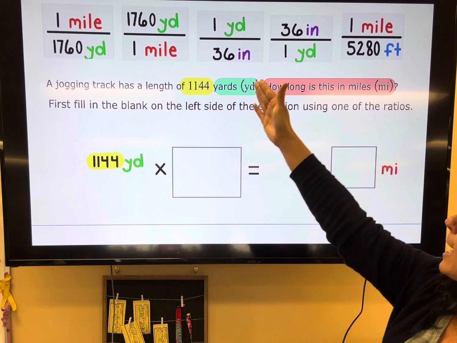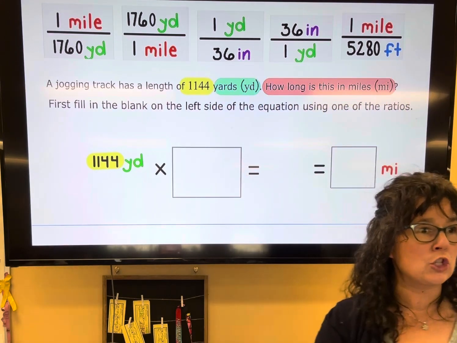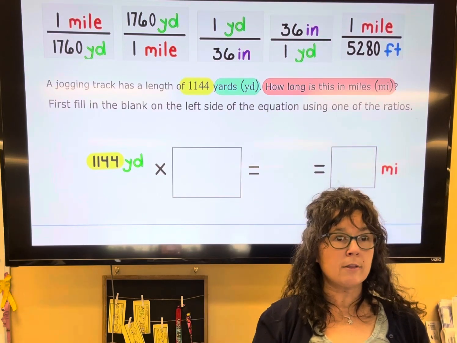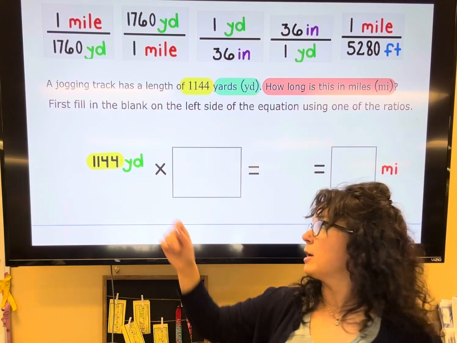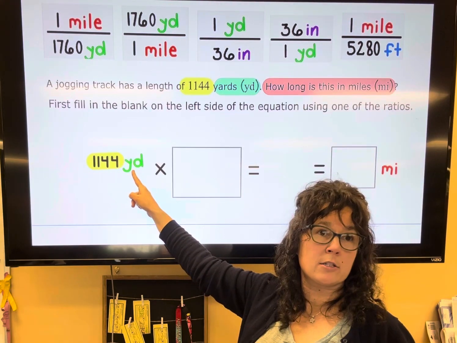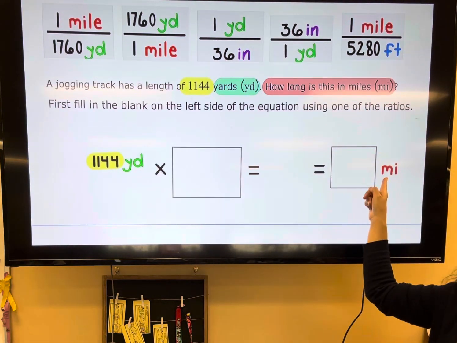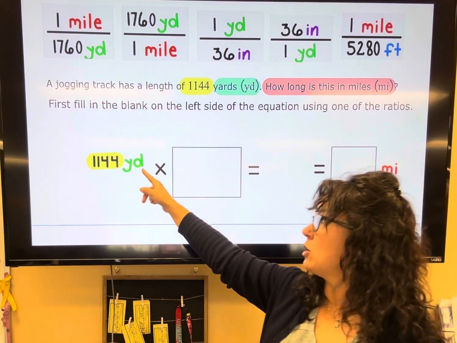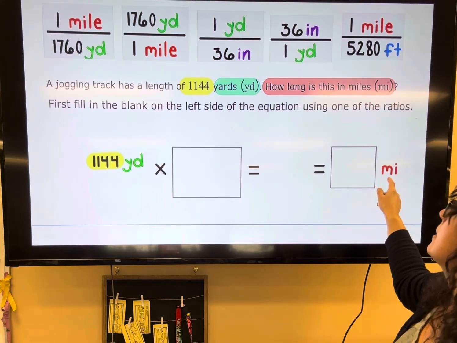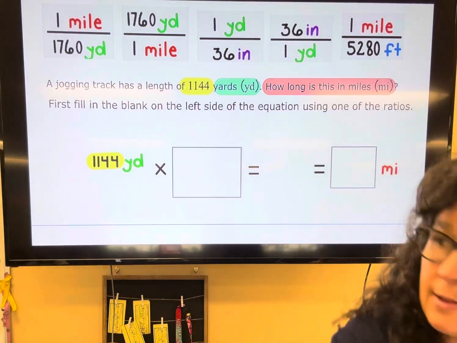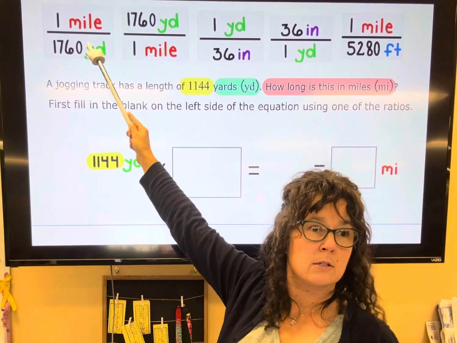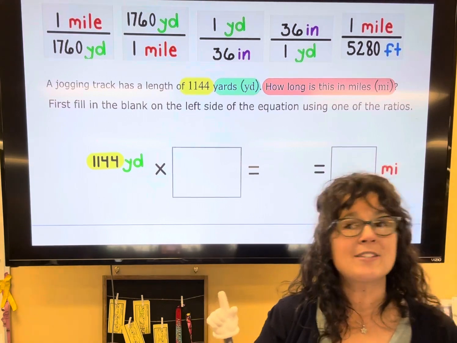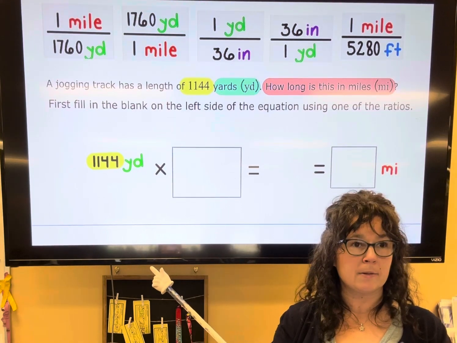Okay, so let's look at 2 more. Notice I have all these options up above to choose from. The first thing I'm going to do is look at the label that I start with and the label that I end with. I have this many yards and I want to turn that into miles. So I'm going to look for a fraction that has yards and miles. For yards and miles, I have 2 options. This one is miles over yards and that one is yards over miles. So I have to decide which one I want.